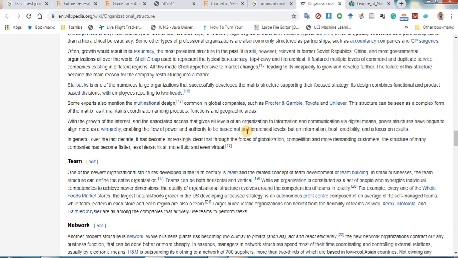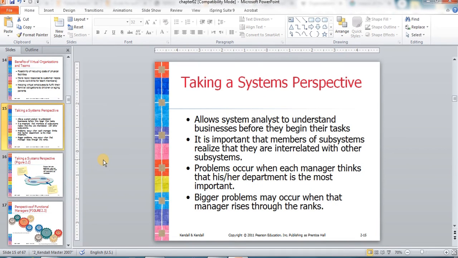And between these two, we have many types of organizational structure. So the software engineer should understand the main concept of the organizational structure of the organization, and should know the subsystems and departments within the organization and how they are related and interdependent on each other.